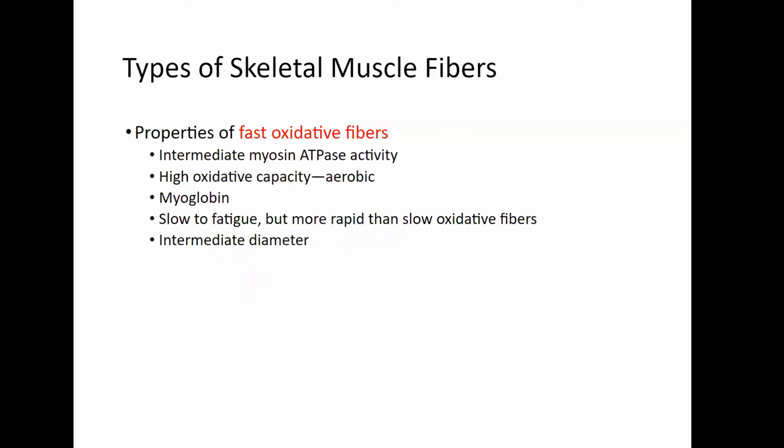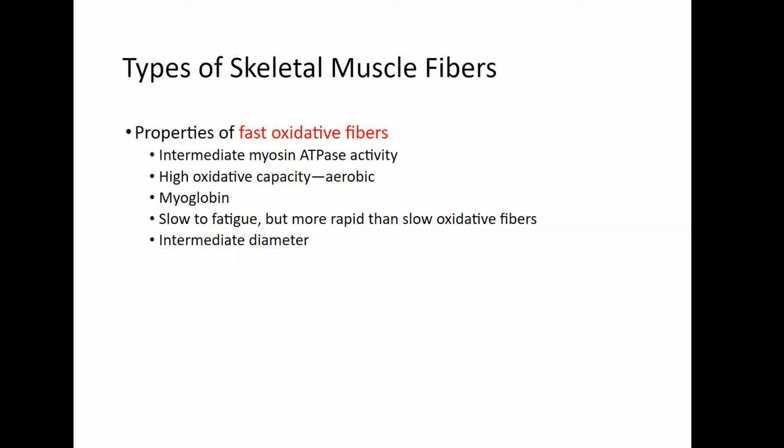So our final type are fast oxidative fibers. Fast oxidative fibers actually have intermediate myosin ATPase activity. Like, they have a different kind of myosin that's at medium levels of speed, but they're fast compared to our slow oxidative fibers.